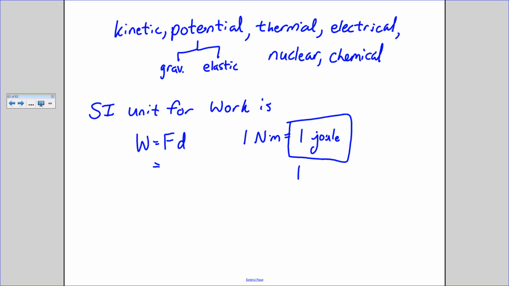The abbreviation for this is a capital J. It's a person's name. It was named after James Joule, who studied energy. You don't need to know this name, so if it doesn't interest you, don't write it down. James Joule lived from 1818 to 1889, so not that long ago, really.